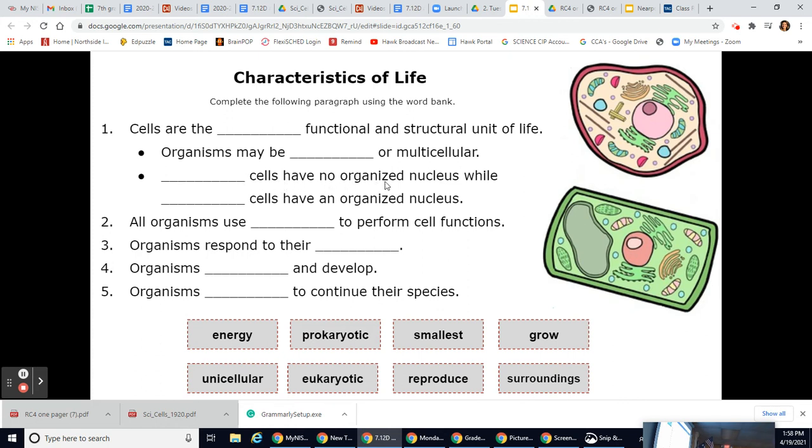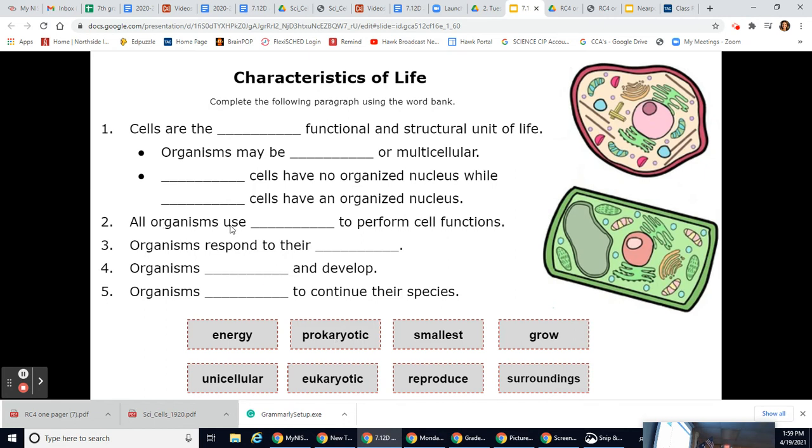Cells have no organized nucleus. That's going to be a prokaryotic cell. It's like bacteria. They have no organized nucleus, while eukaryotic cells have an organized nucleus. That's what you are. You're a eukaryotic cell because inside your nucleus, your DNA is contained by a membrane. Whereas in a prokaryotic cell, like bacteria, it's not organized and the DNA is everywhere.